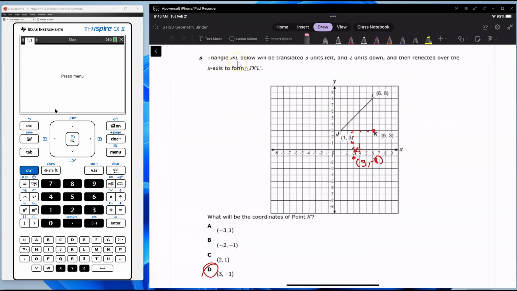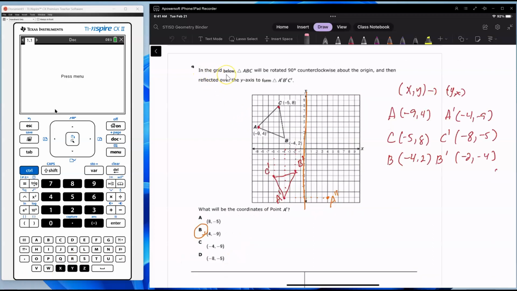Triangle JKL is translated 3 units left, 2 units down, and then reflected over the x-axis. What will be the coordinates of point K? So I'm just looking at K. I have to go to the left 1, 2, 3, go down 2 units, and then remember that the line of reflection is the x-axis, so it's going to reflect here, so it's going to be K prime right here, which the location is (3, negative 1). Now I didn't do that for the rest of the points, I was just worried about K, so it's going to be D.